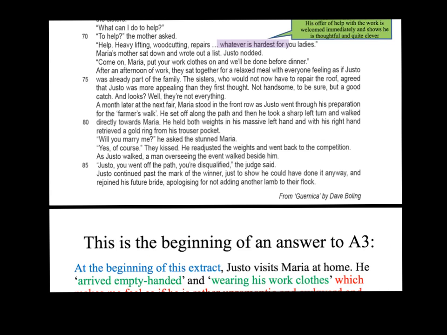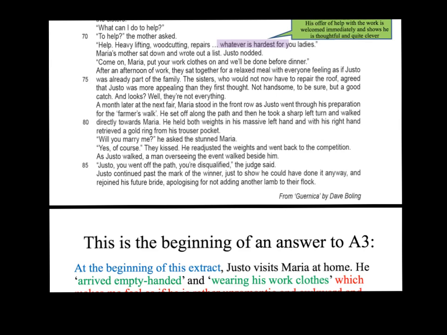The other moment that you might want to pick out is where he then goes on to obviously help them, and this line here where it says, "Whatever is hardest for you ladies." So immediately he's offered help with the work and shows that he's thoughtful and actually quite clever.